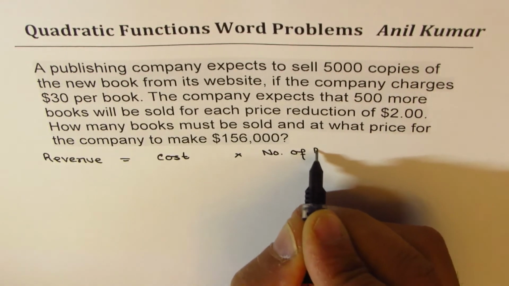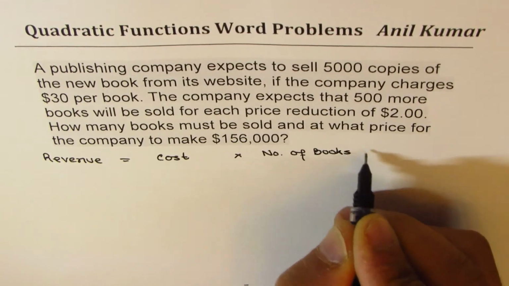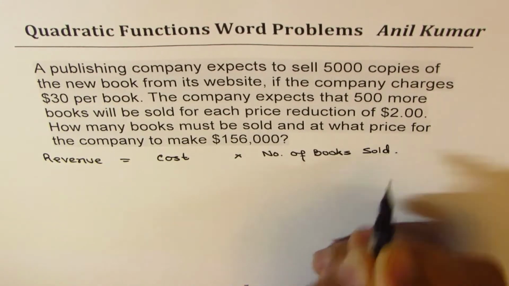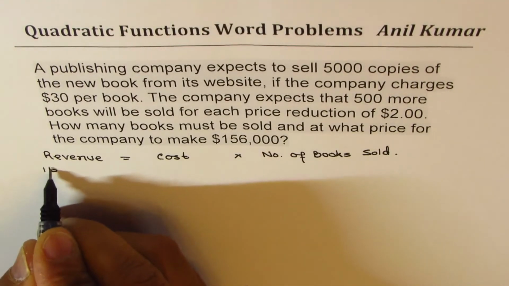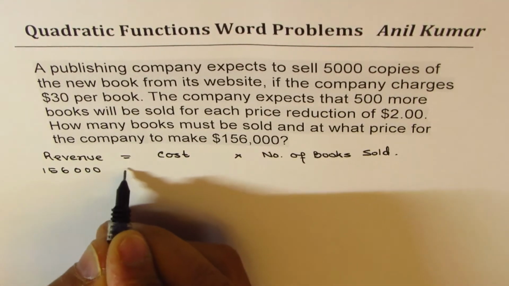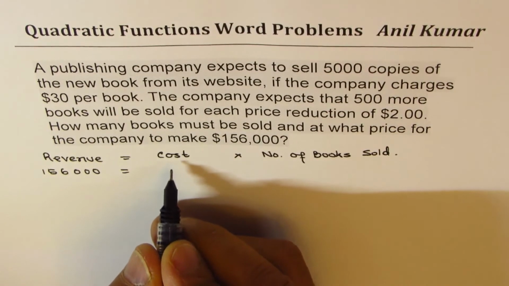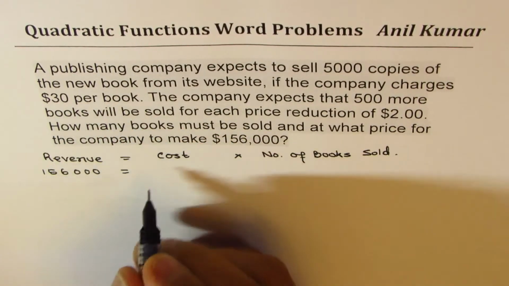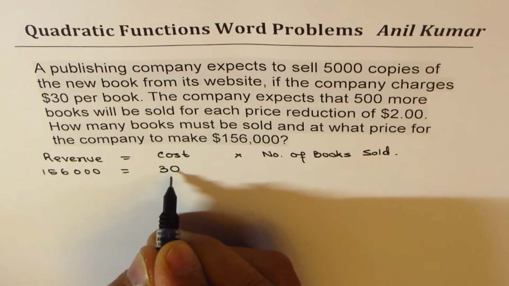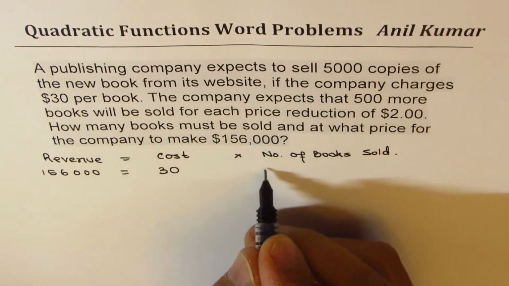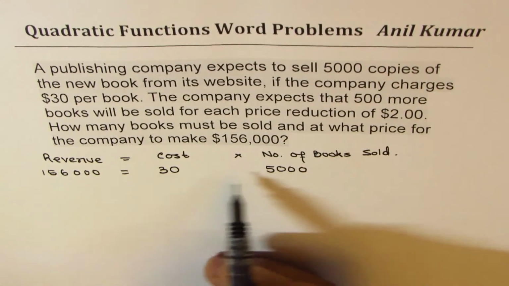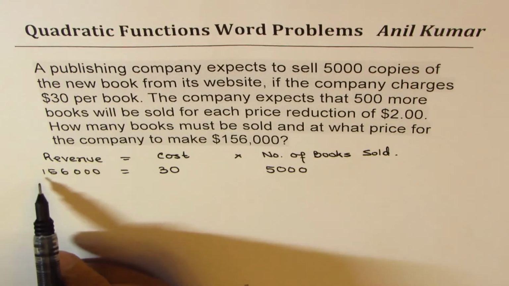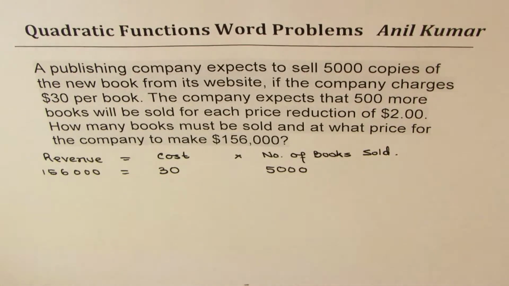Number of books sold. Perfect. That is what revenue is. Now in our case, revenue is given to us as 156,000, and the cost is, by default, $30 per book, and when it is 30, you can sell 5,000 copies. Clearly, multiplying these two will not give you revenue of 156,000, correct? So it means we have to look into this in further detail.